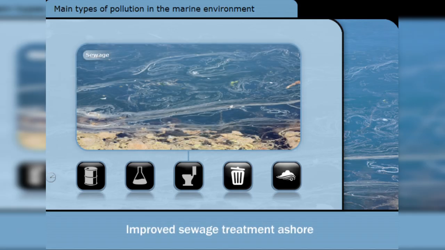Sewage pollution from ships became a problem, as improved sewage treatment ashore made sewage from ships more obvious. Passenger ships grew in size and produced larger, more noticeable volumes of sewage, especially when moored or anchored.